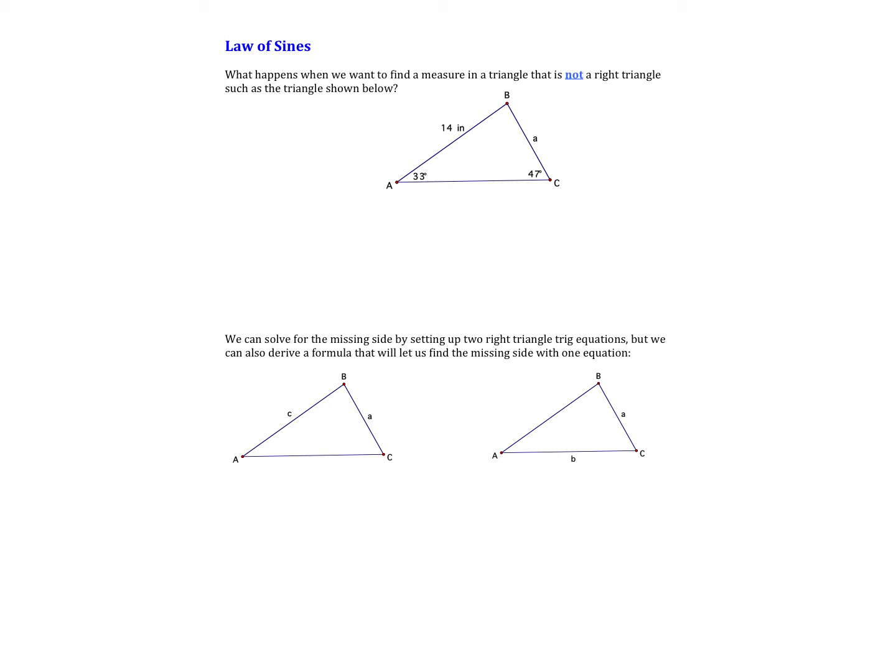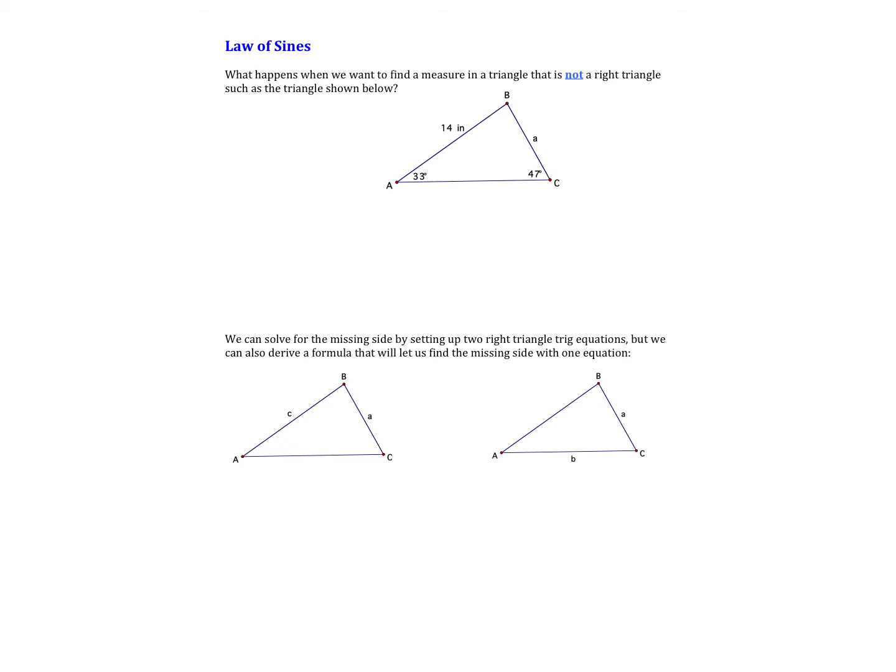You'll recall last semester we did sine, cosine, and tangent, and when we did those, we used sine, cosine, and tangent when we had right triangles. So today we're going to investigate and see what happens when you want to find a measure in a triangle, but it's not a right triangle. So the one shown below is not a right triangle.